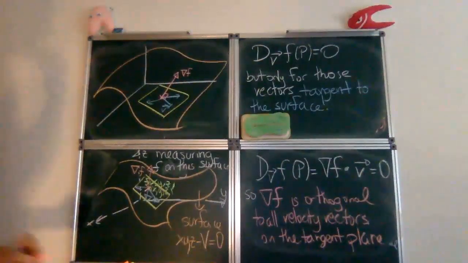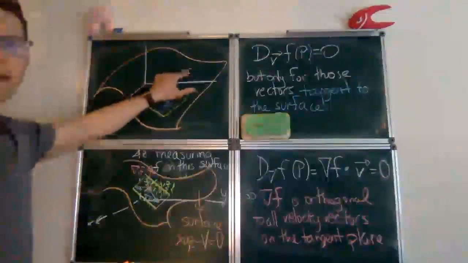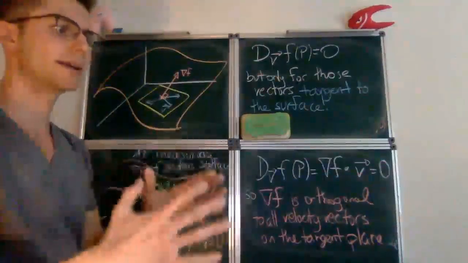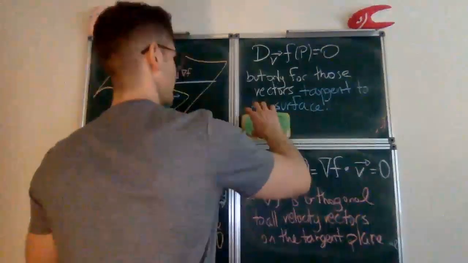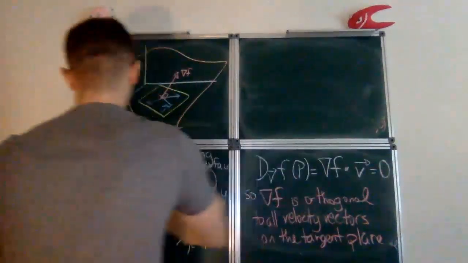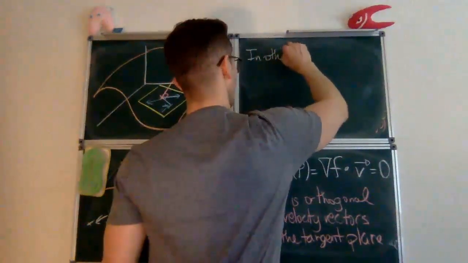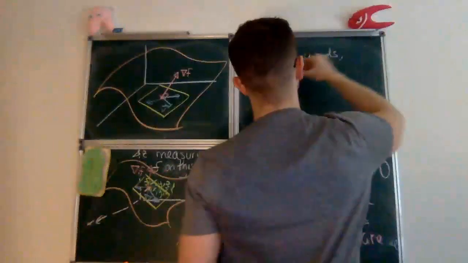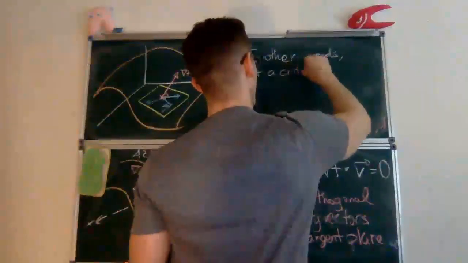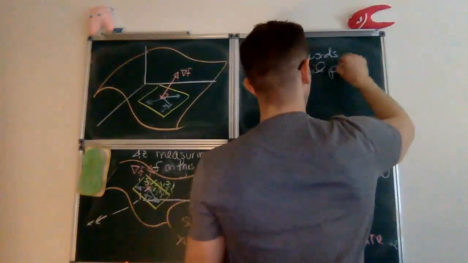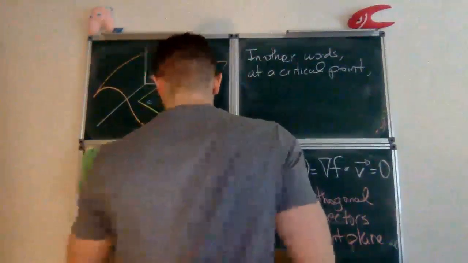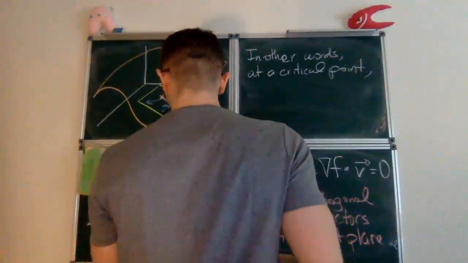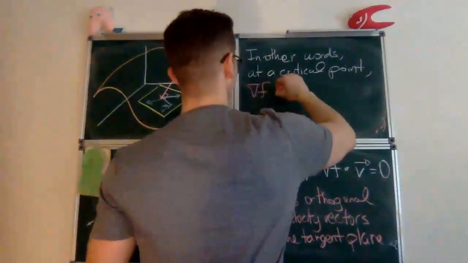So in other words, and this is the key point, this is a normal vector for the tangent plane. Remember that to specify a plane, you need to know a vector perpendicular to it. So what that means at a critical point, the gradient is the normal vector.